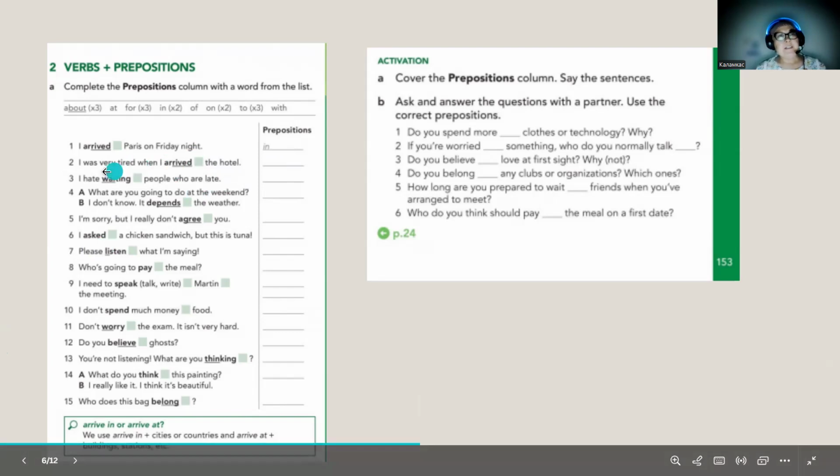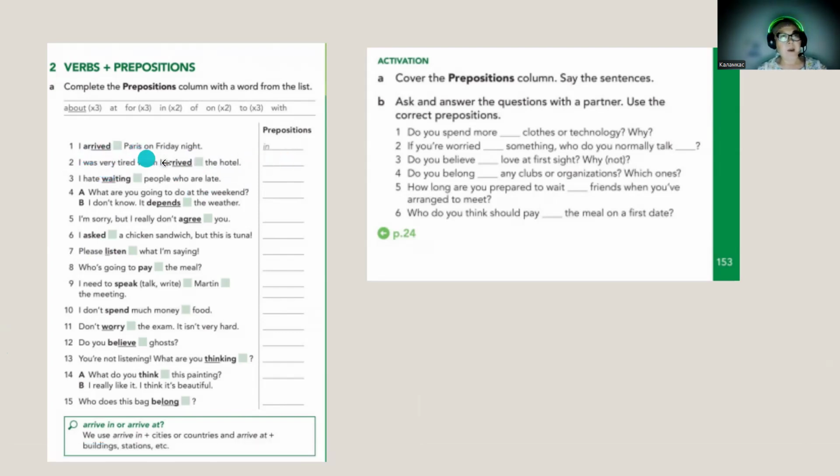So the first preposition is arrive in. Arrive in Paris on Friday night. The second, I was very tired when I arrived at the hotel. At. I hate waiting for people who are late. What are you going to do at the weekend? I don't know. It depends on the weather. On. I'm sorry, but I really don't agree with you. I asked for a chicken sandwich, but this is tuna.